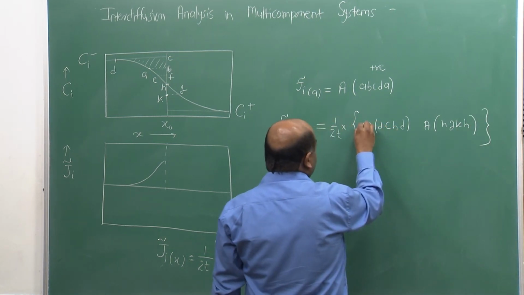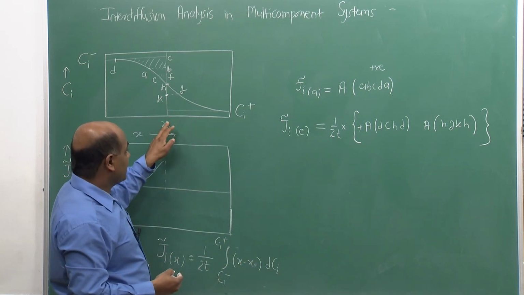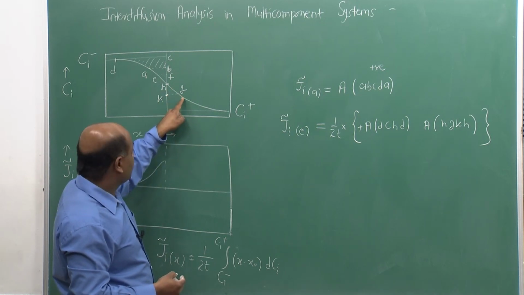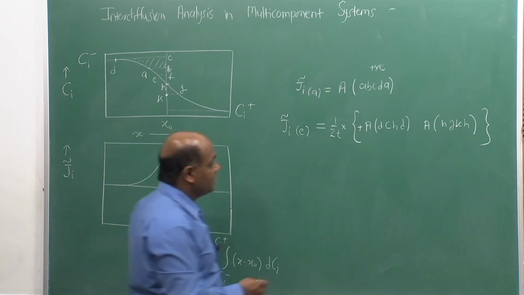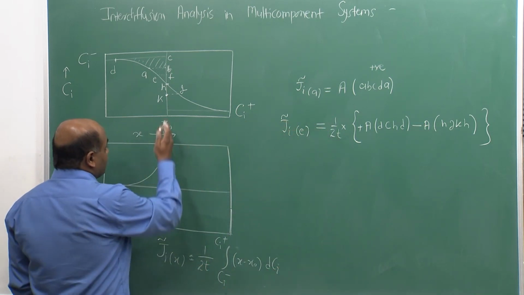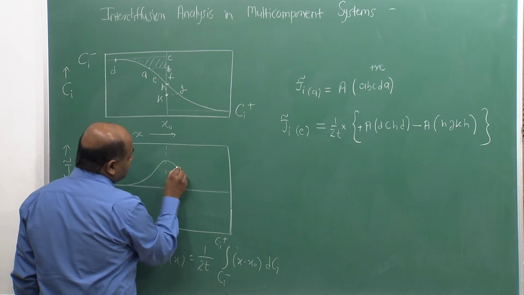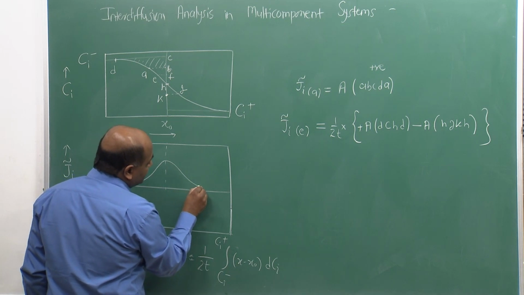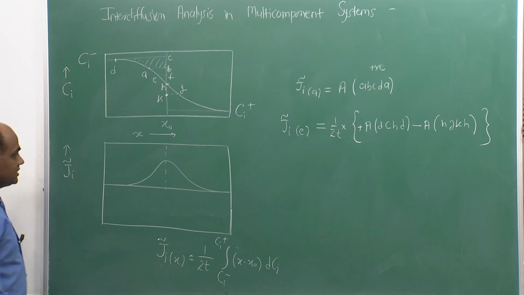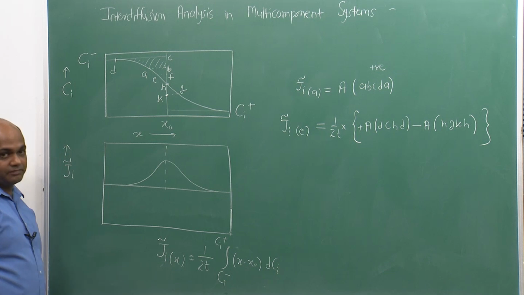This has a positive sign, but now beyond x naught, x minus x naught is positive, but dC is still negative, and so this area will have a negative sign attached with it. We can see beyond the Matano plane the flux starts decreasing, until at the terminal it will again reach 0, and this is how the interdiffusion flux profile will look in the diffusion zone.